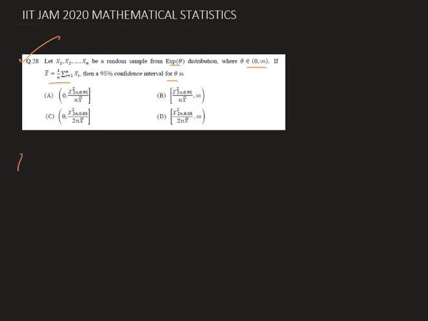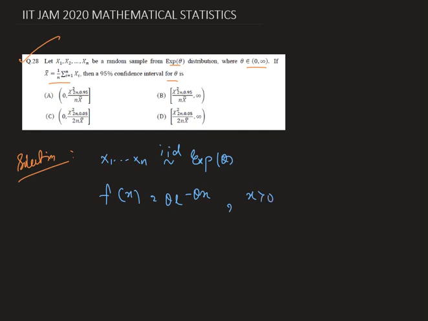Let's start the solution. By the question, x1, x2, ..., xn follow exponential theta. Therefore, the PDF of xi is theta e to the power minus theta x, where x is strictly positive. Now, this implies 2 theta xi is chi square 2.